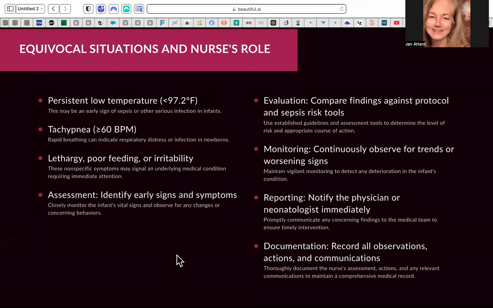And those of us that live in this world, we're going to scream out, because that's what we do. We're going to evaluate. We're going to watch this baby. We're not going to let this baby out of our sight. We're going to monitor and continuously observe for trends or worsening signs. We're going to report.